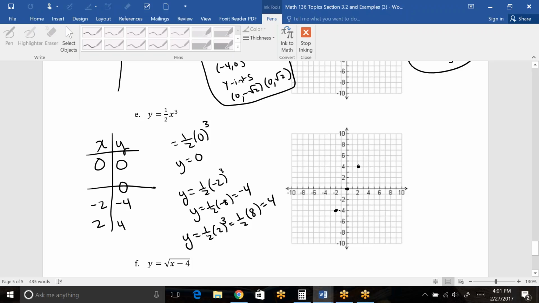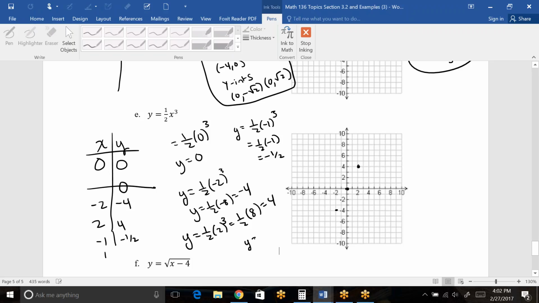Now if you drew this like this, you might think this is a line, which is why we are going to do another set of points. Let us do negative 1 and positive 1. I know that's going to give us some decimals, but it'll be okay. So this is 1/2 times negative 1 cubed. Negative 1 cubed is negative 1, so that's just negative 1/2.